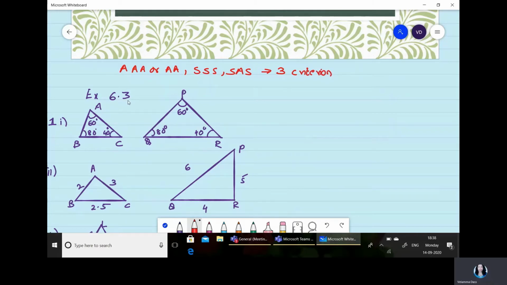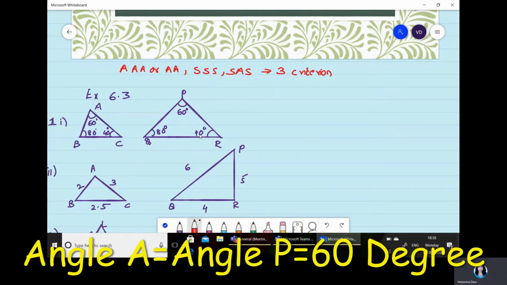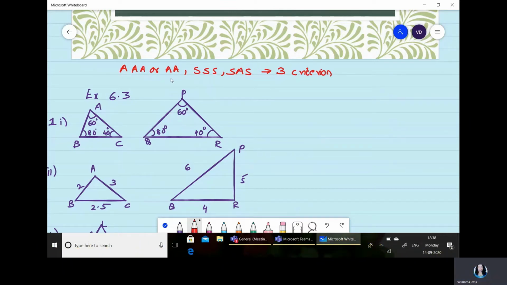In exercise 6.3, the first sum, we have to find out whether the triangles are similar or not. If yes, then by which criterion? Coming to triangle ABC and triangle PQR, here clearly we can see angle A is 40 degrees, angle P is 40 degrees, angle B is 80, angle Q is 80, angle C is 40, angle R is 40. So here we can find out, yes, the two triangles are similar by AAA, or we can only write AA criterion. So yes, triangle ABC is similar to triangle PQR.